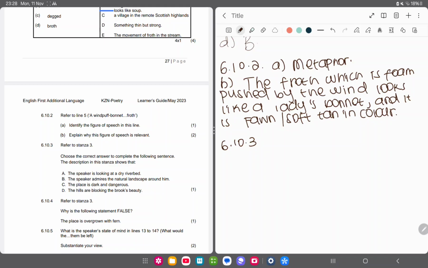B says the speaker admires the natural landscape around him. This one makes more sense compared to A. And C says the place is dark and dangerous. And D says the hills are blocking the brook's beauty. Well, when answering a multiple choice question, the best way to answer it is to first eliminate the answers that are obviously incorrect. And in this case, A, C, and D are incorrect, and hence the correct answer here would be B. The speaker admires the natural landscape around him.